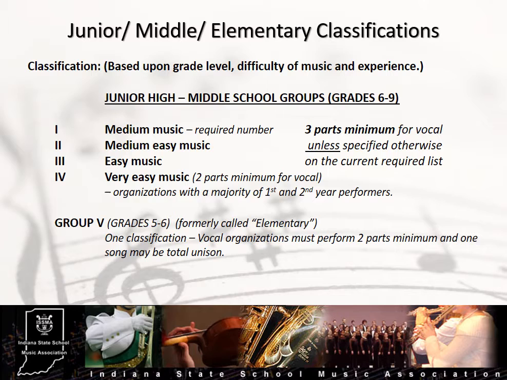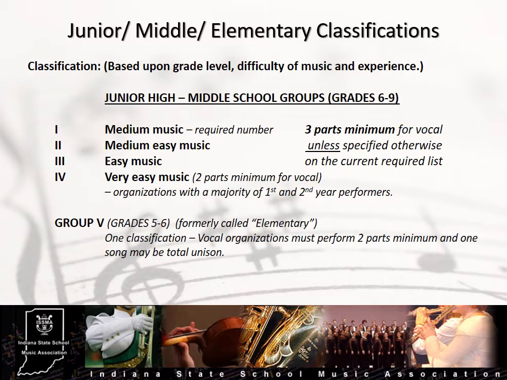Let's take a look at JME classifications. Teachers may enter their ensembles in one of 5 groups. Group 5 organizations, formerly elementary in designation, consisted of students in grades 5 and 6, or only first-year performers. Group 4 organizations performed very easy music and are organizations with a majority of first and second-year performers. Group 3 perform easy music. Group 2 performs medium easy music, and then Group 1 performs music of medium difficulty.